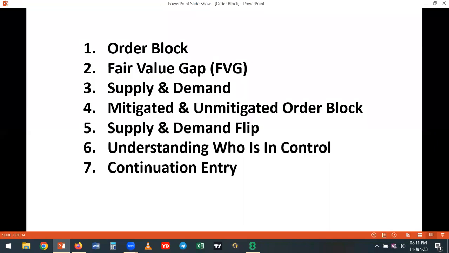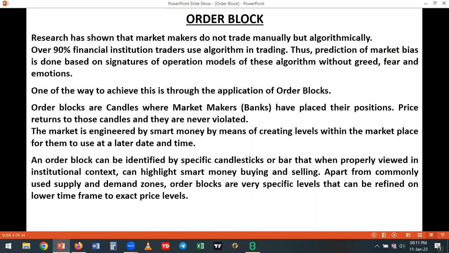Today, we're going to be looking at these topics: order block, fair value gap, supply and demand, mitigated and unmitigated order block, supply and demand flip, understanding who is in control, continuation, entry. Order block.